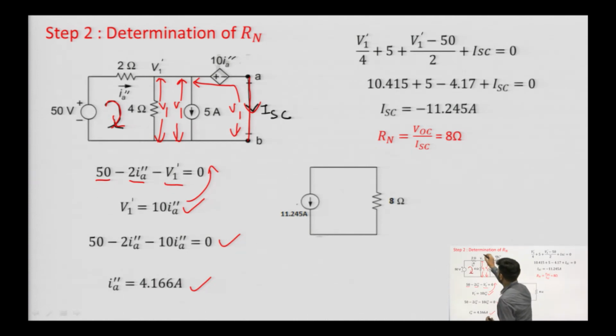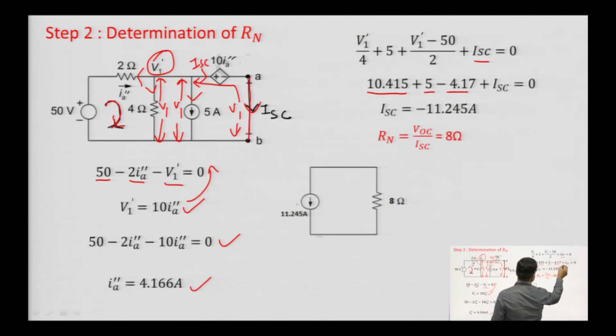Now, apply KCL at this point. KCL लगाया हमने V1 by 4 plus 5 plus (V1 dash minus 50) divided by 2, and we have one more current flowing here, which is the short circuit current ISC, plus ISC equals 0. So, we have the value of V1 dash by 4 as 10.415, plus 5 minus 4.17 plus ISC equals 0, and we get the value of short circuit current as minus 11.245 ampere.